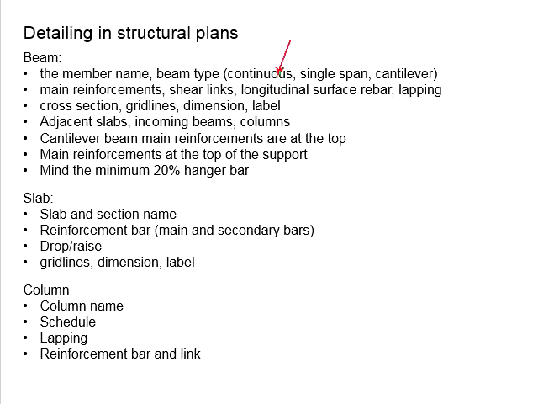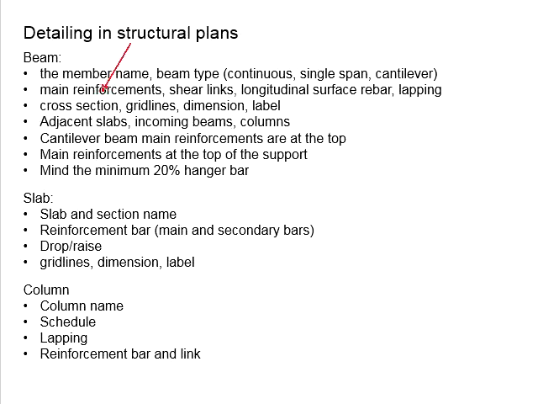Is it a continuous beam? Is it a single span beam? Is it a cantilever beam? This can be seen from the appearance of the columns supporting the beam, and the column needs to be consistent with the information given in the structural key plan in terms of the width, the location, the distance from the grid line, and also whether it penetrates above the beam or stops at the beam top level. These need to be clearly indicated.